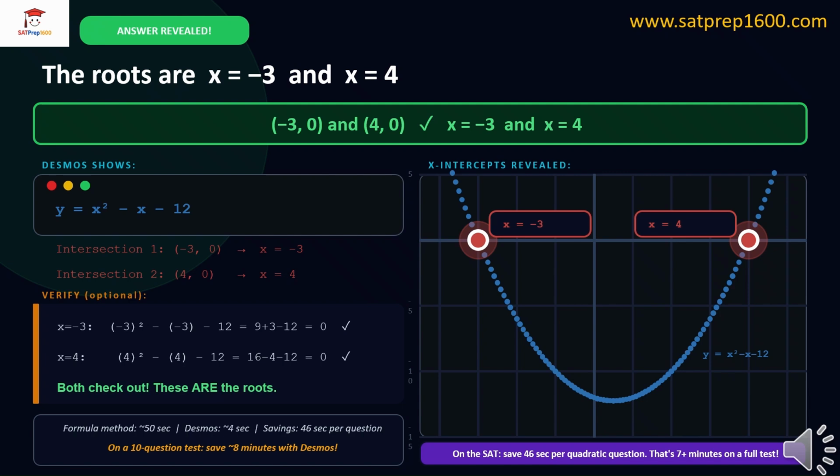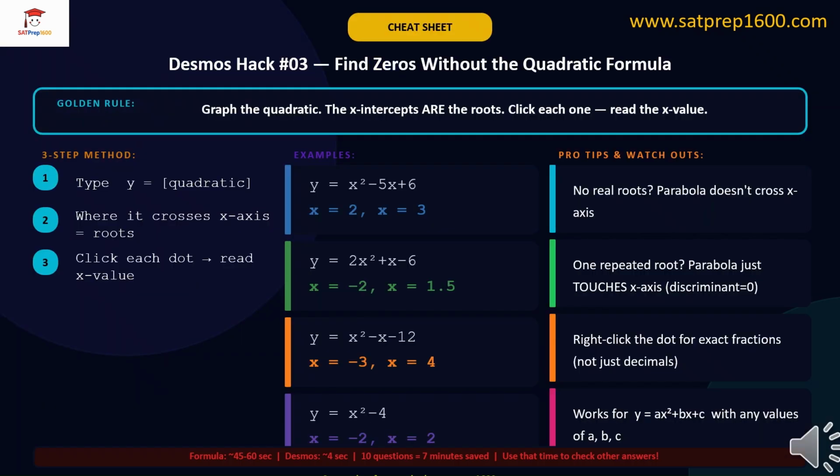Here's the kicker. Formula method: about 50 seconds. Desmos: 4 seconds. That's 46 seconds saved per question. On a 10-question test, you just bought yourself almost 8 extra minutes. Minutes you can spend checking the hard ones.